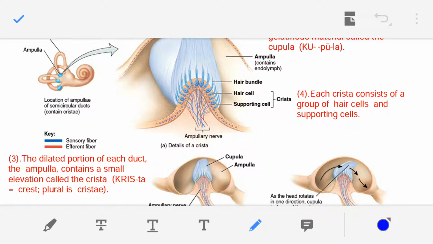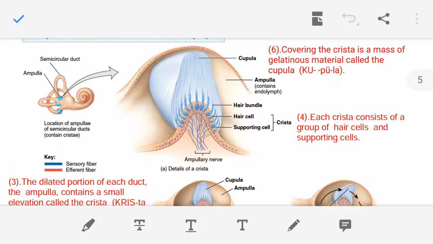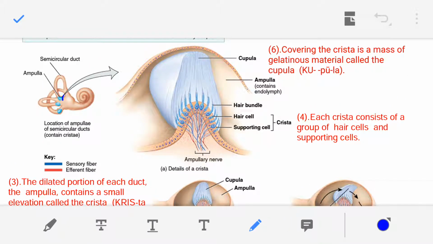Now, inside the ampulla, the ampulla contains a small elevated region. So what is there inside the ampulla? Inside the ampulla, a small elevation is there, and this small elevation is known as crista. Crista equals crest, and the plural is cristae. So in this figure, they have zoomed in on this ampulla and are showing it over here.